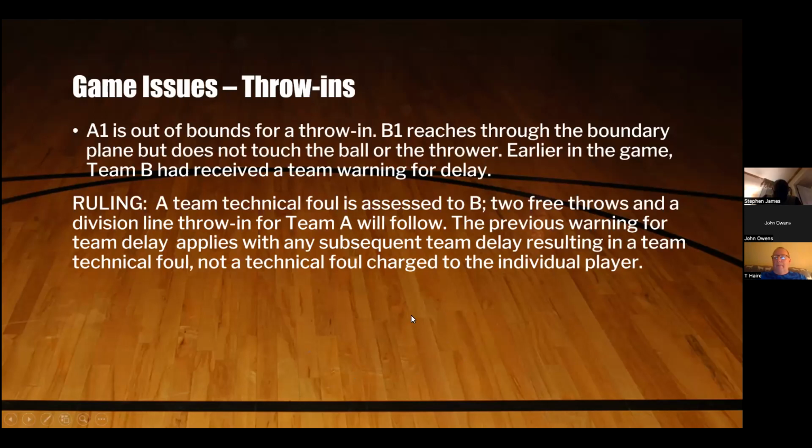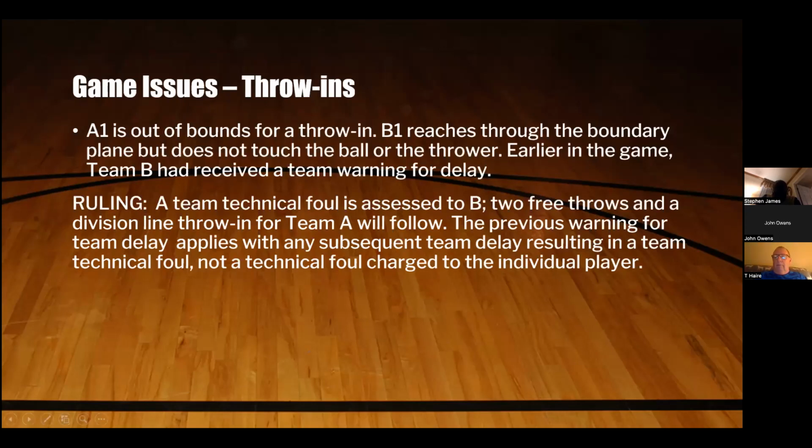Tony, on the first warning, that has to be reported to the scorekeeper so they can write it down in the book that Team A got a warning, so that if it happens again, you know it's going to be a technical. Is that correct? Yes, sir, that's correct. Anytime you give a delay of game warning to either team, they should write it in the book.